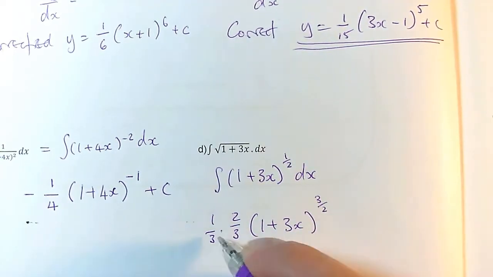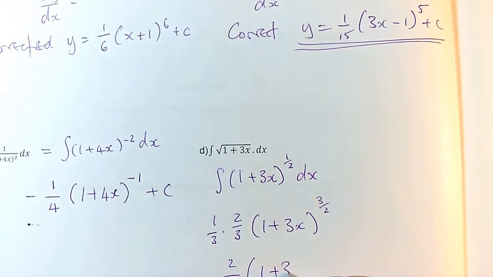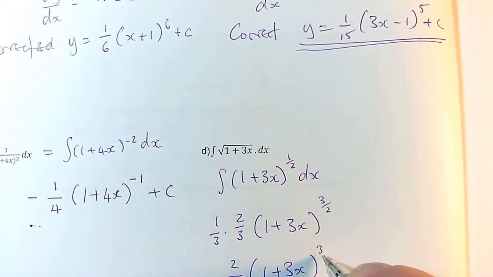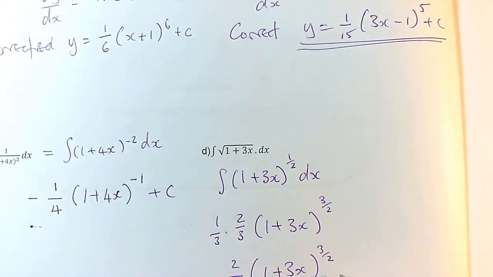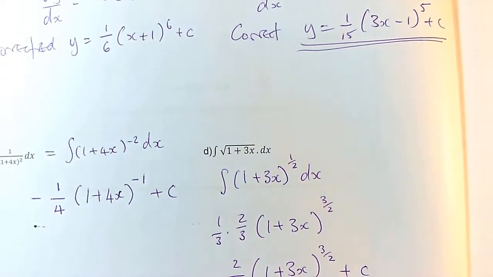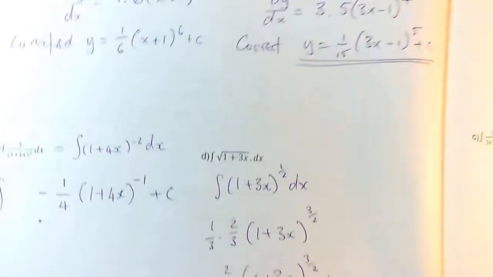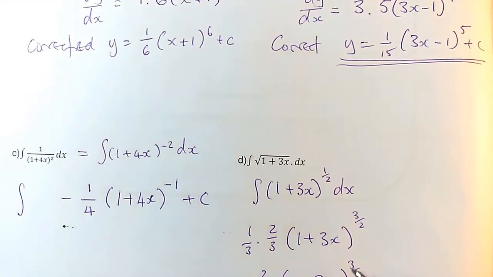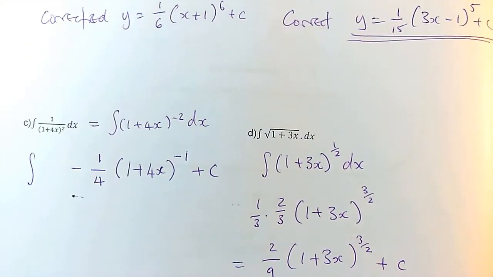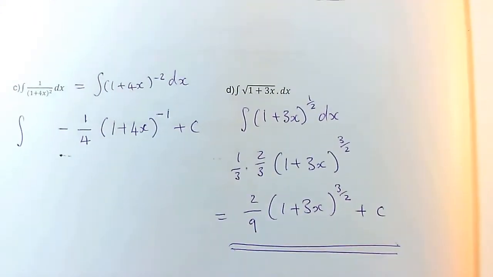So my answer is 1/3 times 2/3 is 2/9 of bracket 1 plus 3x to the power 3/2 with a plus c on the end. So that's the answer to this one. So we could have done all of these using the guess and differentiate method. And if you are confused by these last two where we used the rule, then you can go back and do them by the guess and differentiate method, and you should check that these answers work.